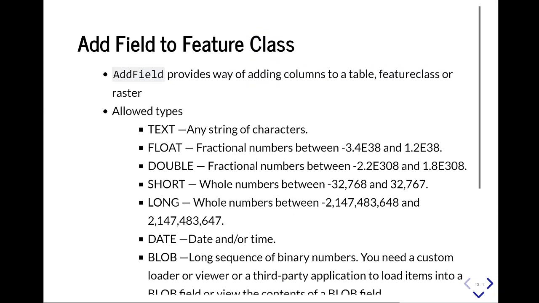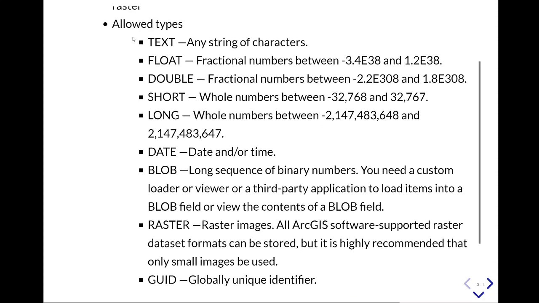Once we have an empty canvas to work on, so an empty feature class, we have to go ahead and add fields to it. Because right now all we're doing is creating a table that has just the geometry column in it and an object ID field, two pieces of information that are required for ArcMap to read any spatial data. So we can use the AddField method to add columns. And you can actually add columns not only to feature classes and tables, you can also add them to rasters. We have different allowed types, and I'm not going to go through all of them, but some of the more common ones that you're probably going to work with are text, float, long, and date.